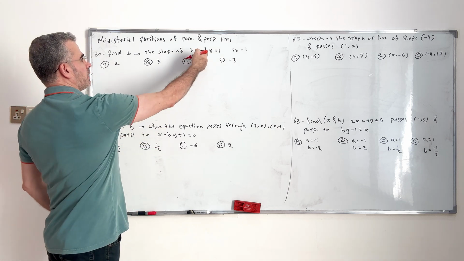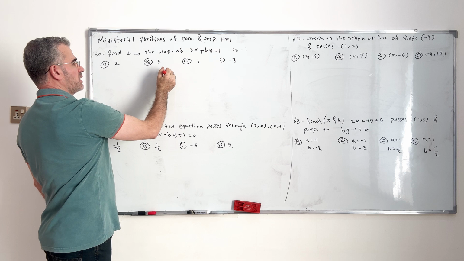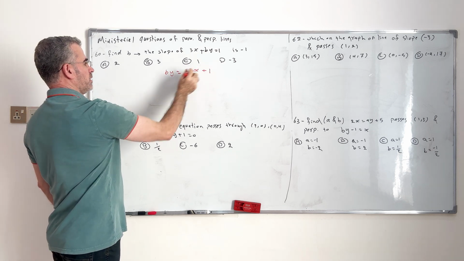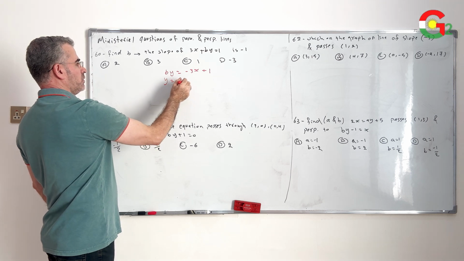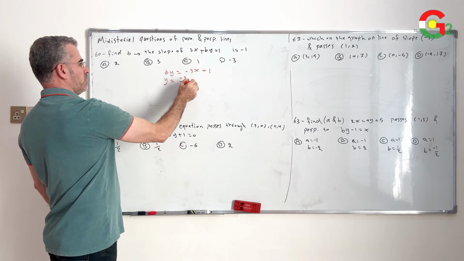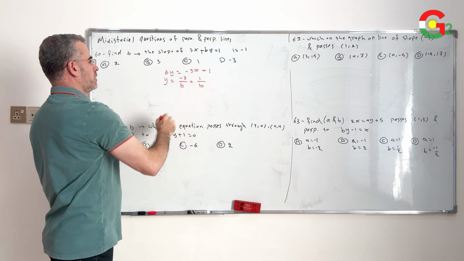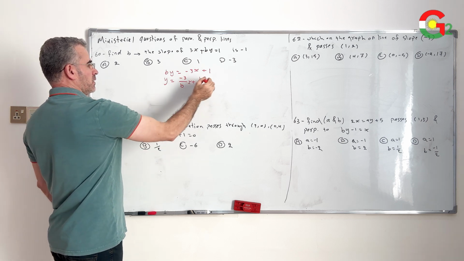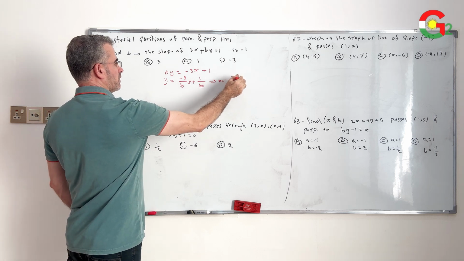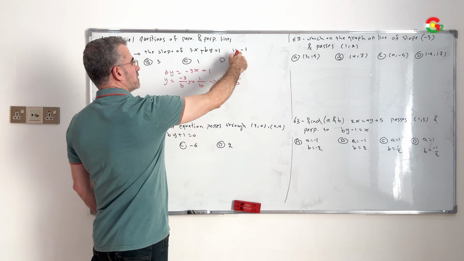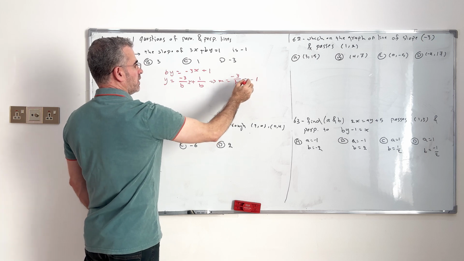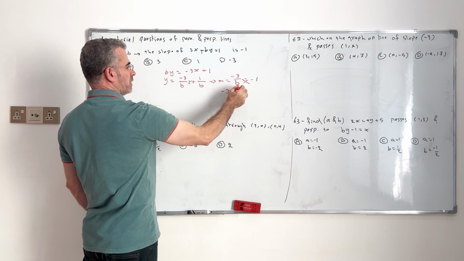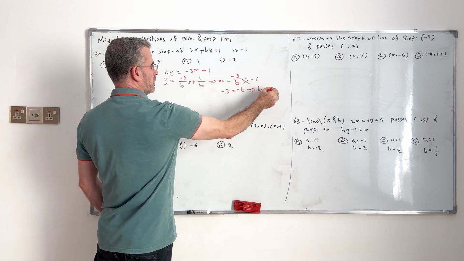Let me rewrite this equation in standard form. by equals -3x plus 1. Then y equals -3 over b times x plus 1 over b. Here the slope is -3 over b, and since the slope is given as -1, then -3 equals -b, so b will be 3.